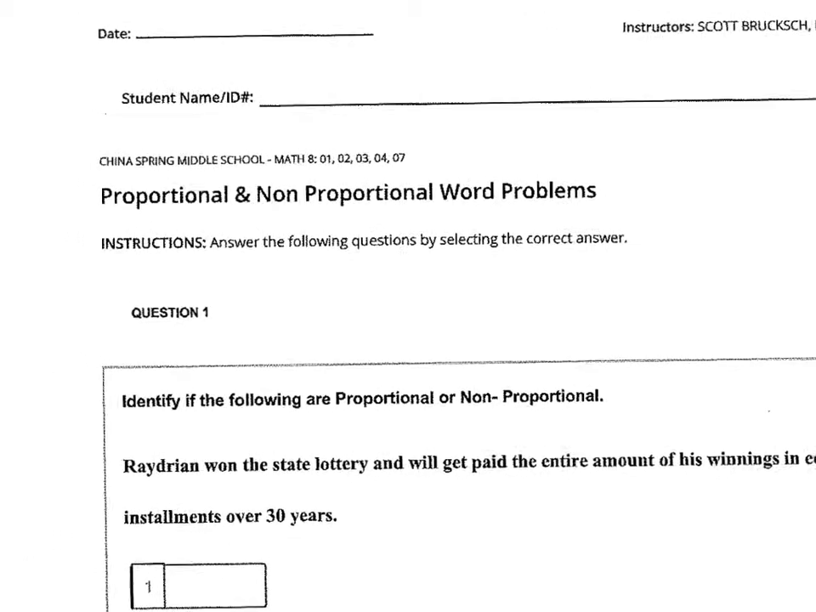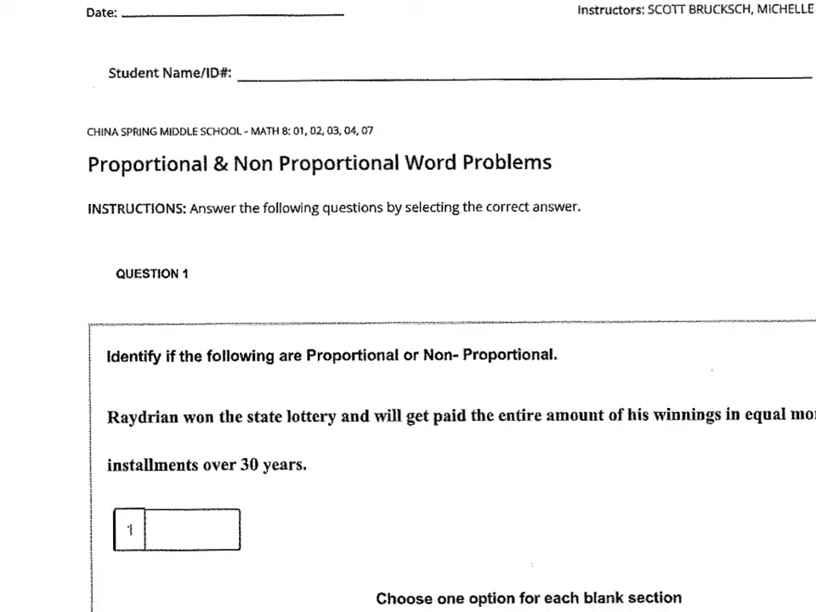Okay, proportional and non-proportional word problems. Same thing as when we looked at equations and graphs and tables. So like the equations, y equals mx plus b, if it's proportional, there will not be a plus b. It'll just have the mx. Okay, if it's non-proportional, then you would see the plus b.